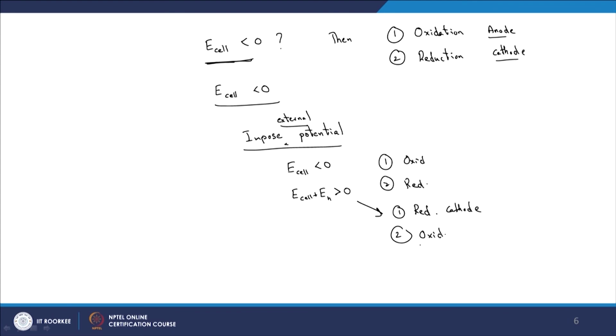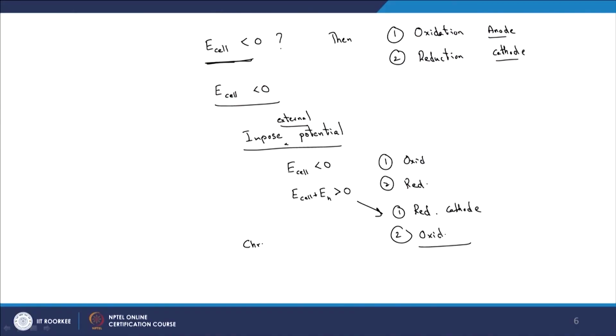And what are the applications? Obviously, if there is a compound that you want to reduce and under thermodynamic conditions it is not going to be reduced, you can have these external potentials applied to be able to force these particular reactions, or half reactions, or redox reactions to go through. And as practical applications, what do we look at? We look at chrome plating.